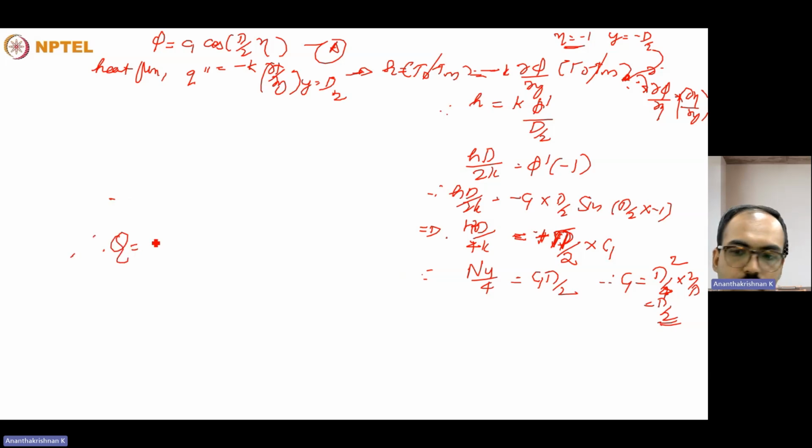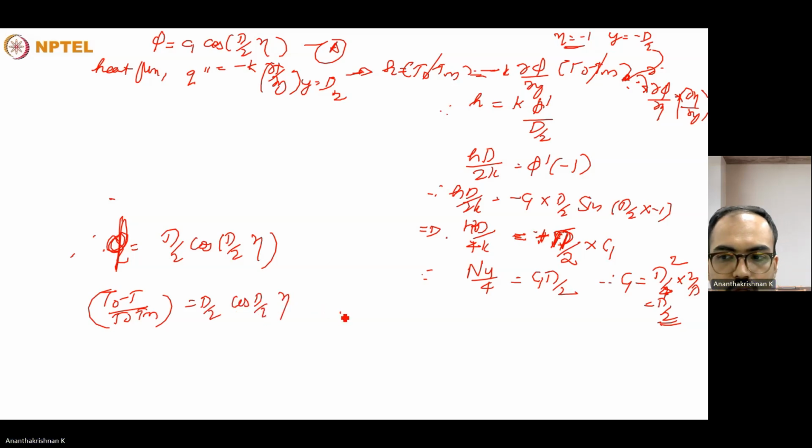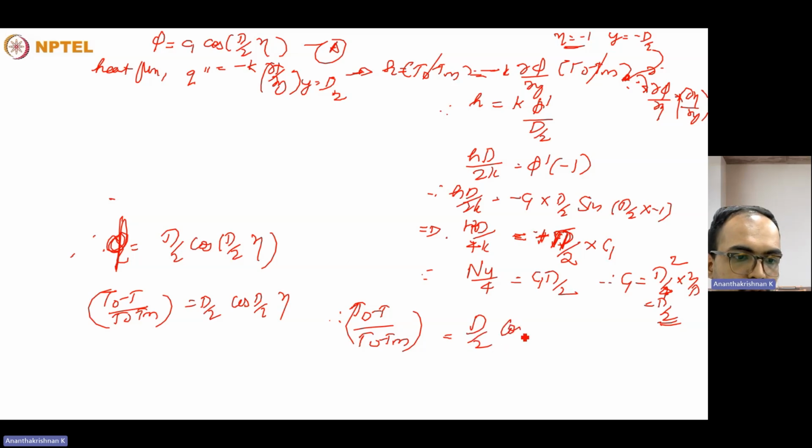Therefore phi, the temperature profile, can be written as pi by 2 into cos of pi by 2 eta. So based on this, we can get the fully developed temperature profile. Phi is equal to T0 minus T divided by T0 minus Tm, which is equal to pi by 2 cos of pi by 2 eta. In terms of dimensional variables, it will be equal to cos of pi by 2 into Y divided by D by 2.